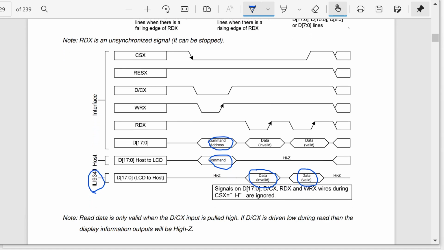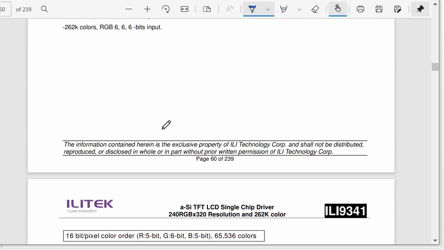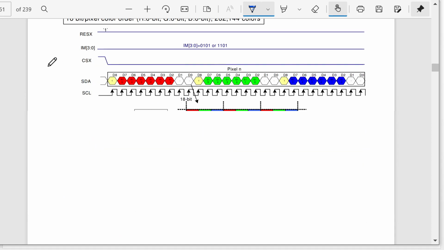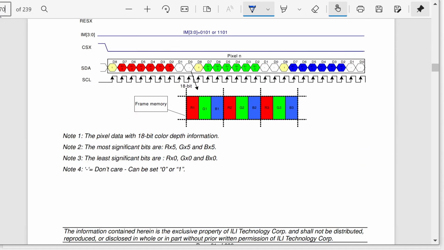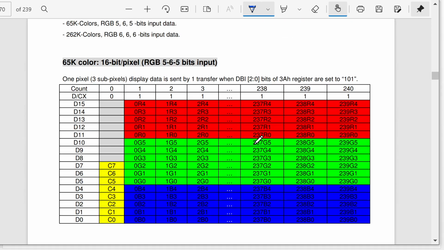Okay. So next, we will take a look at the display data format, which is 16-bit. We need to understand the data format for the coding. So this is for the 3-line share interface. It's not our focus. Our module uses 16-bit, so this is our data format.